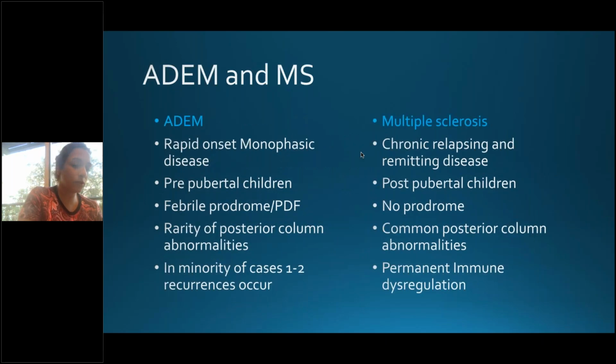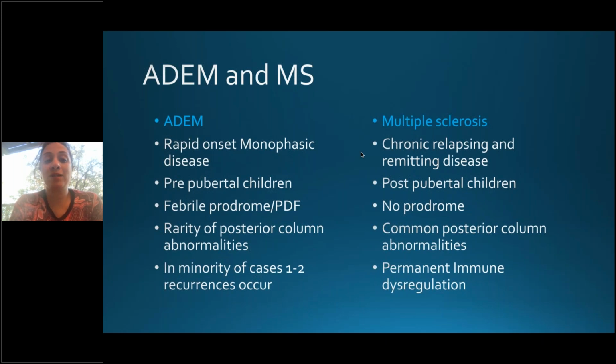I put this slide because it's quite interesting about the similarities between acute disseminated encephalomyelitis and multiple sclerosis. The main two differences between those two illnesses, because they're quite similar in the way they happen and in the imaging as well as the presentation. In acute disseminated encephalomyelitis, it's normally a rapid onset and it's a monophasic disease. But in multiple sclerosis, it's chronic, it's relapsing and remitting. So we get repeated episodes over a long period of time.